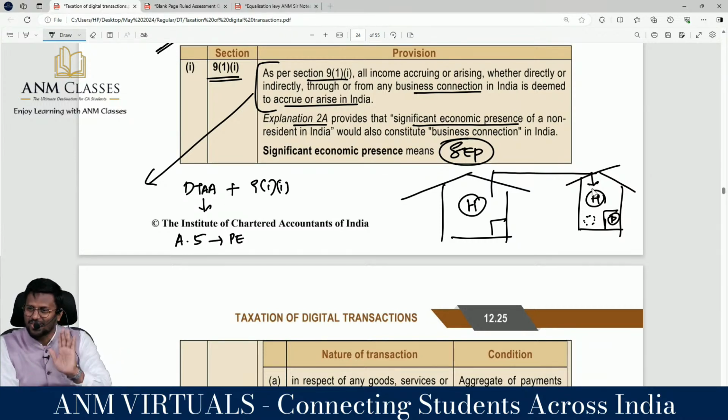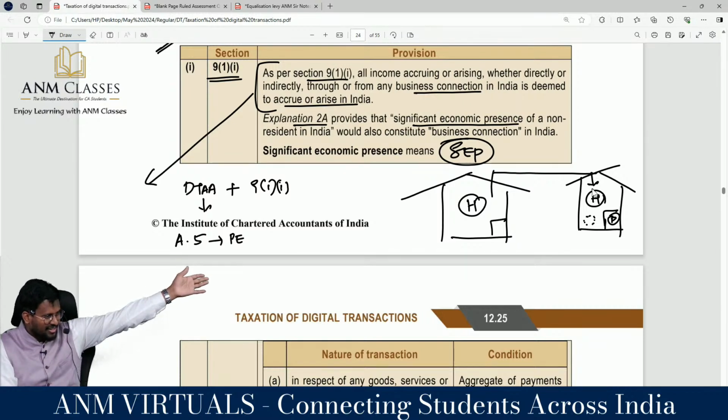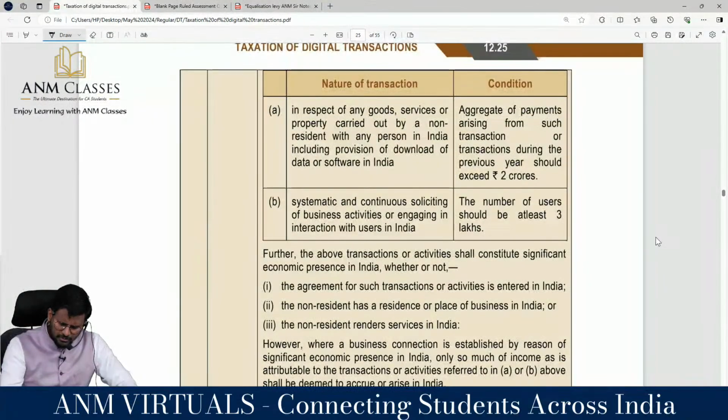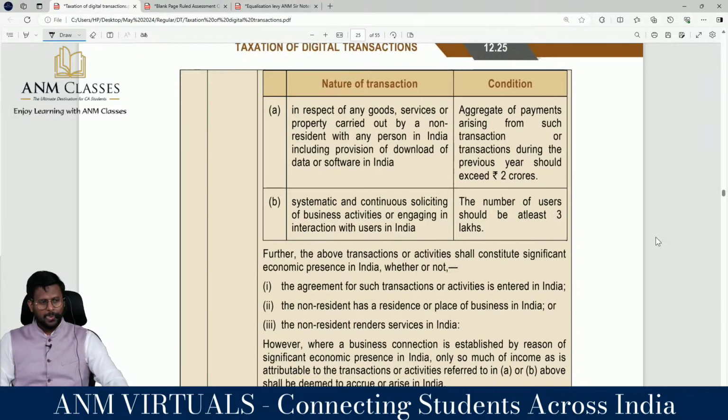That's the income tax logic also. You are a non-resident, but you are having a significant economic presence. You are having SEP in India. Once you are having SEP in India, there is a business connection in India. This is important because this forms part of Section 9 subsection 1 clause 1, and may be tested in MCQ, right?